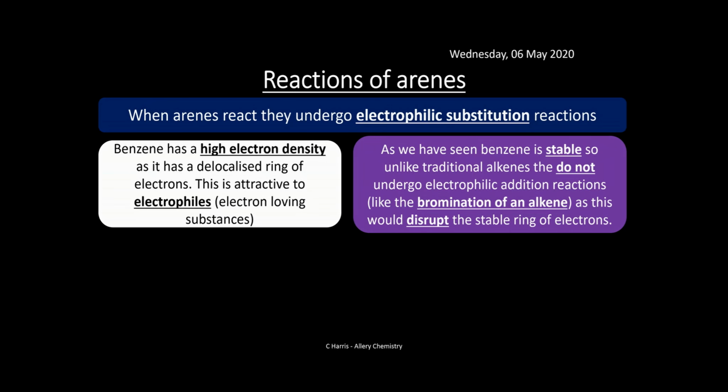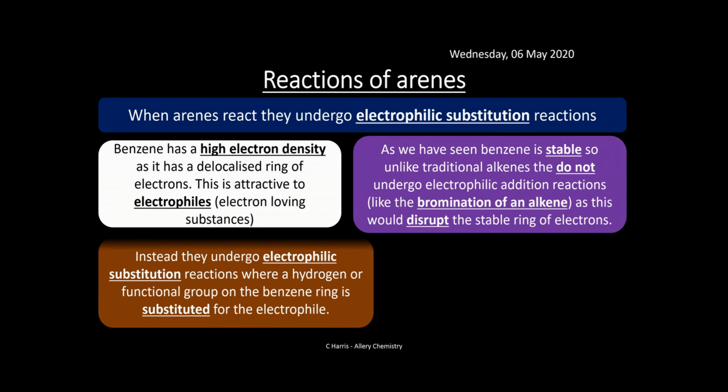So unlike traditional alkenes, as we've seen before, they do not undergo electrophilic addition reactions. And because what will happen is this will disrupt the stable ring of electrons. And one of the things that we know from chemistry is atoms are incredibly lazy. They don't want to be put in a position where they're less stable, if possible, unless they're forced to. So they don't undergo addition for that reason.